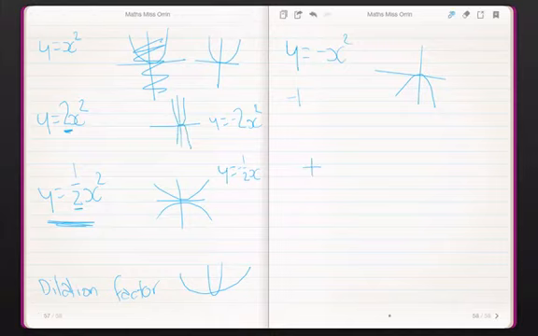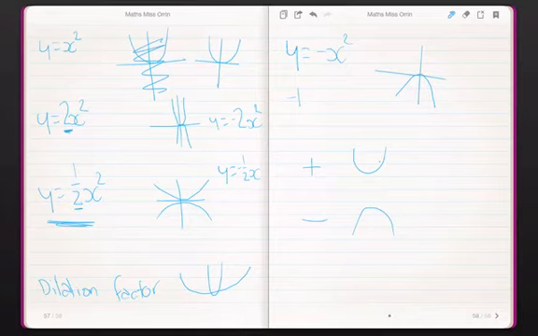So if it's a positive number, it's a smiley face. If it's a negative number, it's a frowny face. Just think of it like negative is sad, you're being negative, or if you're being positive, you're being happy. So that's how to tell whether it's going to be upside down or not. And the dilation factor helps you understand whether the graph is wider or thinner.